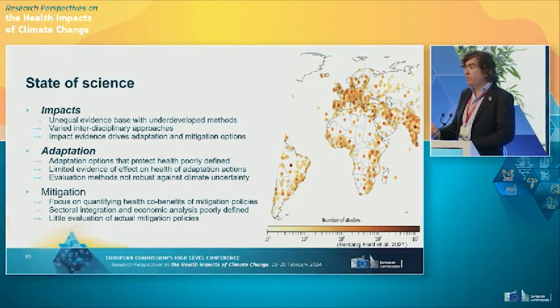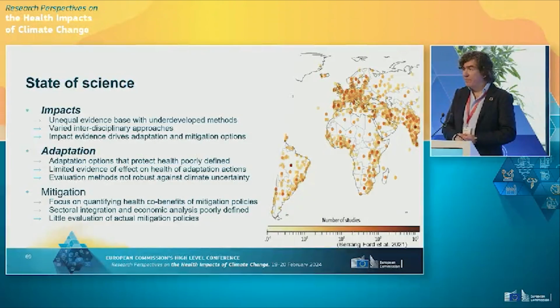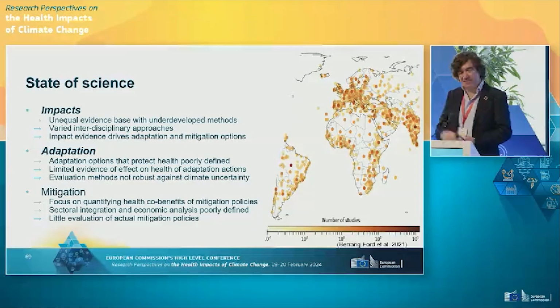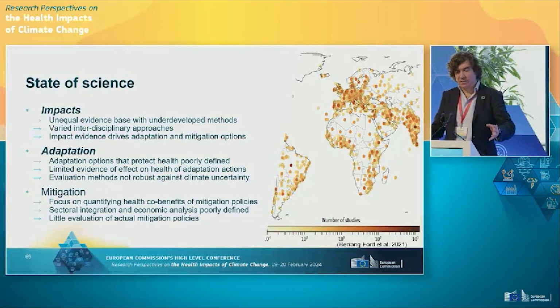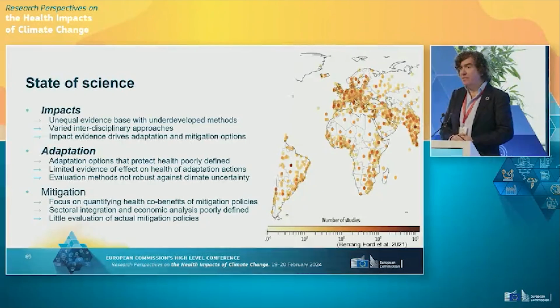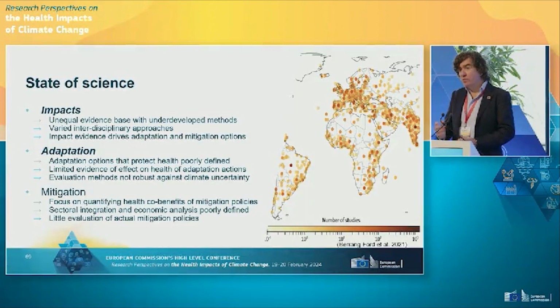And then on mitigation, the work we've seen to date is largely focused on the really important and frankly huge co-benefits of mitigation, or as Maria Neira said yesterday, the benefits of mitigation policies. A lot of that's been done at the sectoral level, so transport or food systems. So the integration of those sectoral approaches is poorly defined. And the most important thing for policymakers, the economic benefits, is also very poorly defined at the moment. As Andy said yesterday, and as the Pathfinder Initiative that we're proud to support has shown, there's almost no evidence evaluating the real impacts on people of mitigation policies. Most of it is modelled.